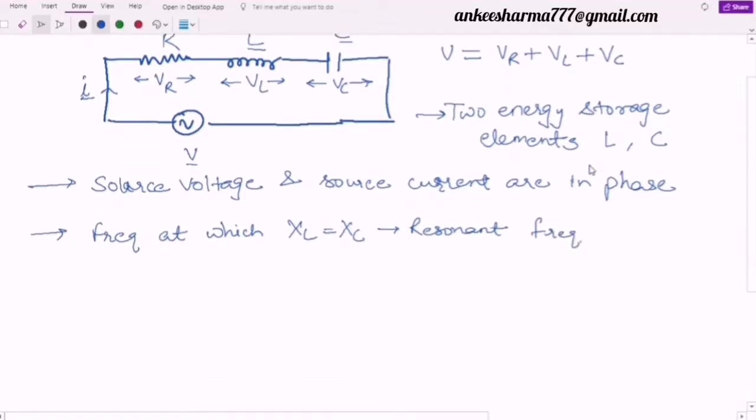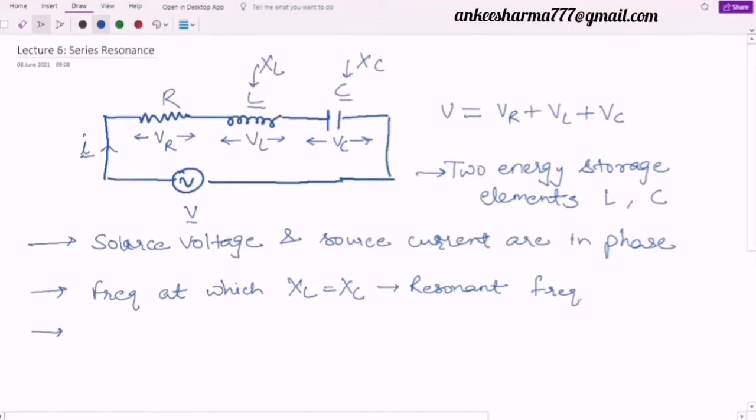This resonant frequency tells us the rate at which energy transformation is done between the capacitor and inductor. What does this mean? The inductor is a storage element and the capacitor is also a storage element, so there will be an exchange of energy between the inductor and the capacitor. At a particular frequency, the rate at which this energy transformation occurs between the capacitor and the inductor is called the resonant frequency.